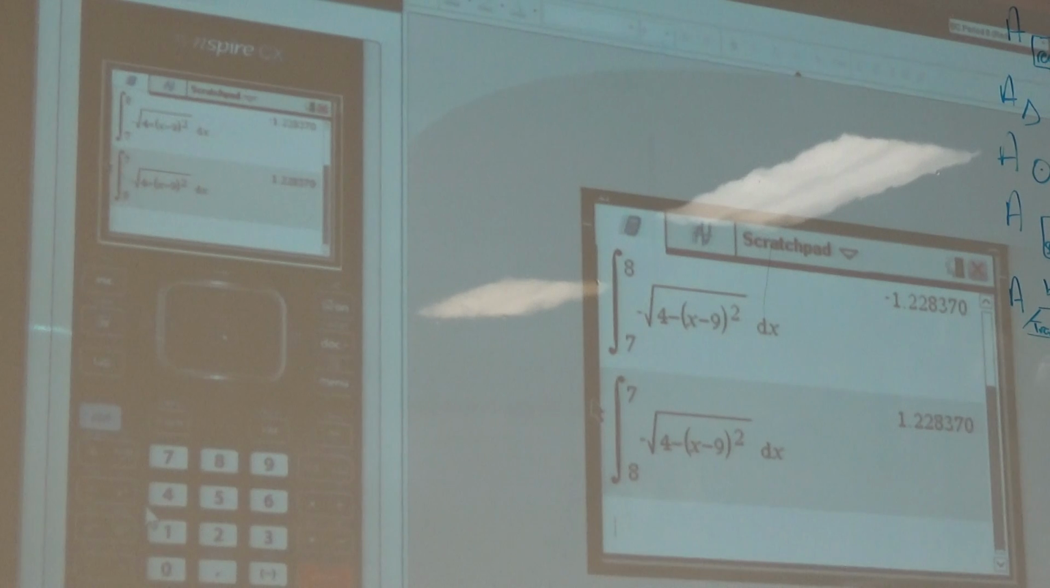So how would we get the second one? You just know it's the opposite value because all I did is I changed my limits of integration, going from 7 to 8 or 8 to 7. That's the same answer, just opposite. And then hit enter.